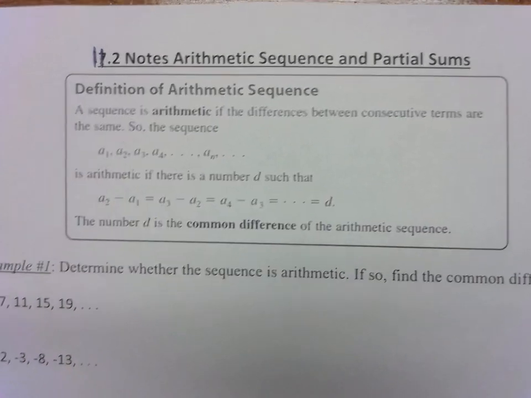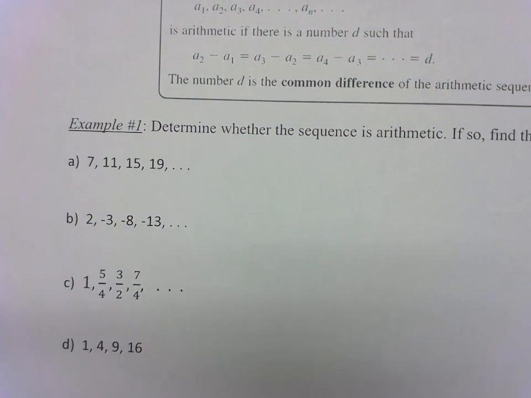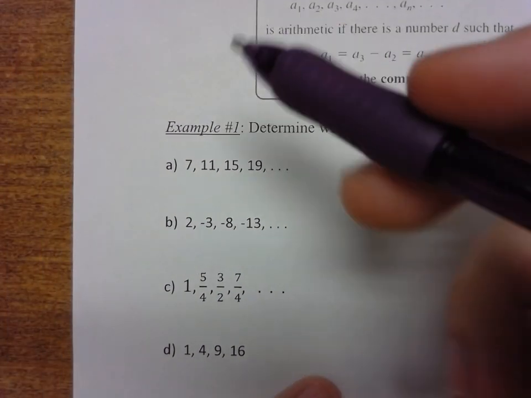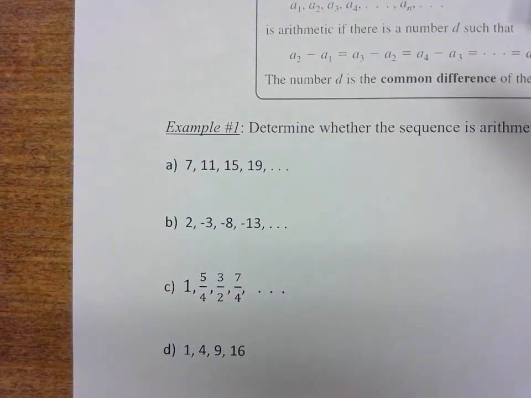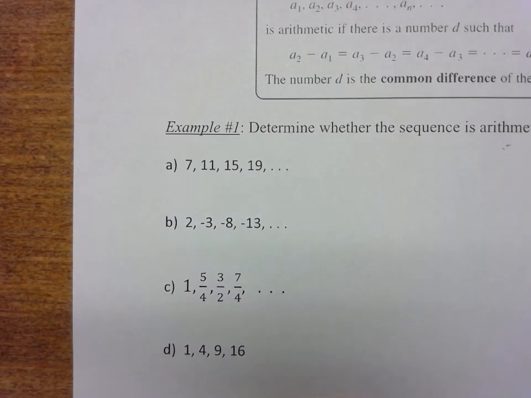So we need to determine if this sequence is arithmetic. If so, we need to figure out what d is, the common difference. Okay, d is the common difference. So let's think really quickly. Because it's arithmetic, we need to determine if we're adding or subtracting. We don't care if it has any other type of pattern. We want to see if it's adding or subtracting.